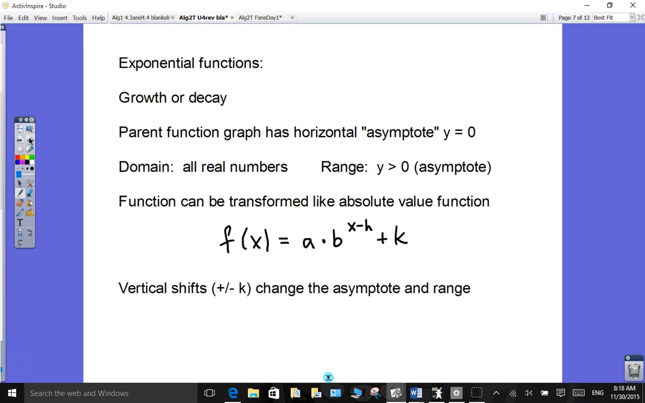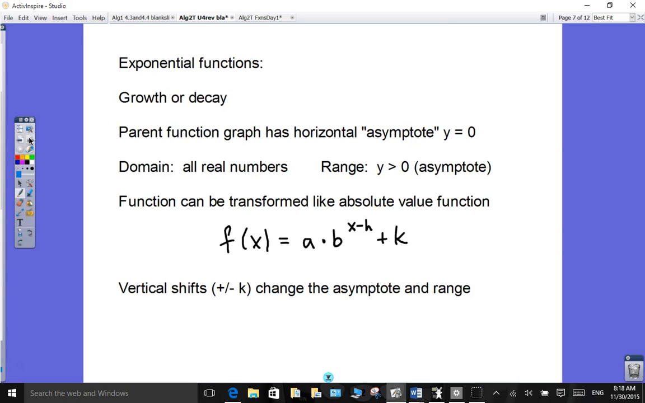And then again, we can transform that by multiplying by a number, adding and subtracting inside the function, adding and subtracting after the function. Now, which one of those shifts, if you have this kind of graph, is going to move that horizontal asymptote? The vertical shift, right? If you go up or down, that's going to move your horizontal asymptote. And if it changes the asymptote, it changes the range.